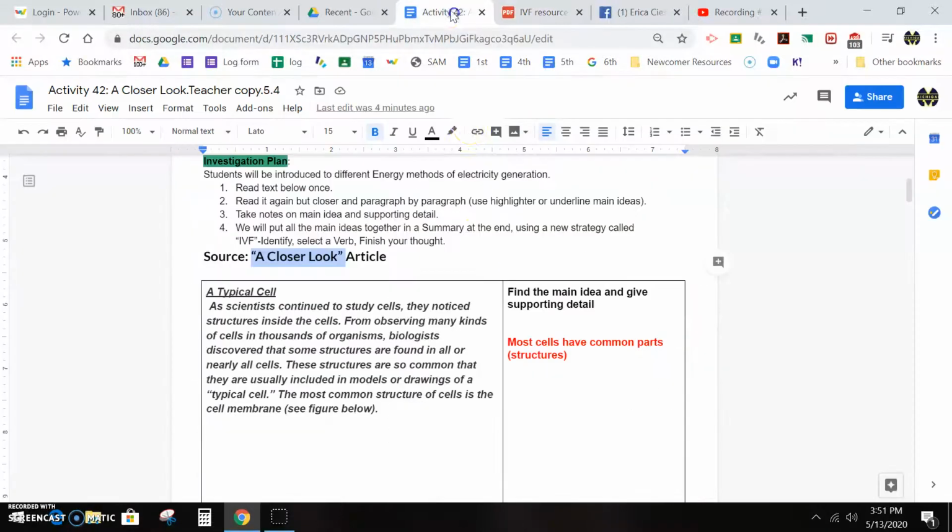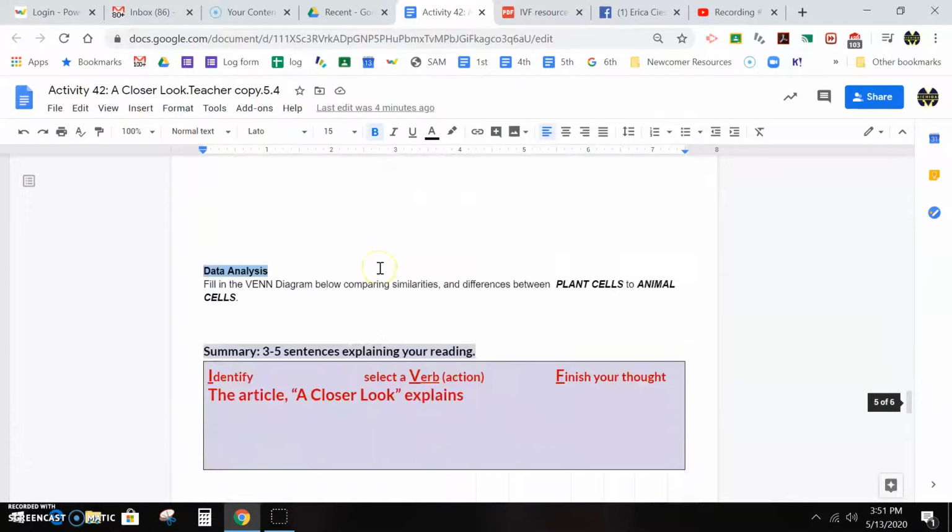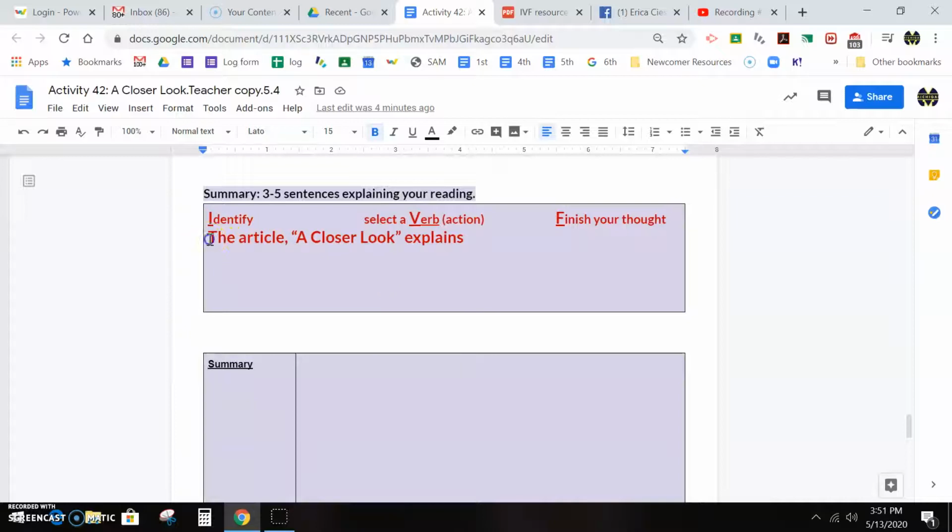So if you look at what I typed, I'm going to scroll back down to my summary. I said, the article, A Closer Look. I just identified what we read. So this is the name of the article, A Closer Look, and this is what that reading was. It's not a book. It's not a magazine. It's not a website. It's an article. So we've identified what we read, and now we need to find that action word.